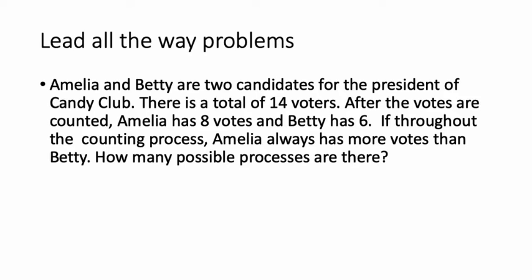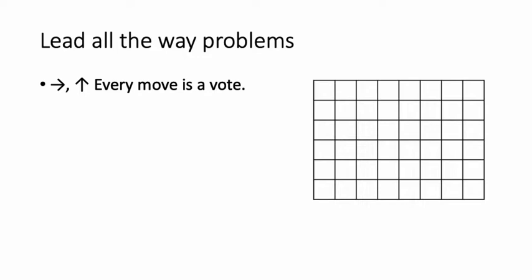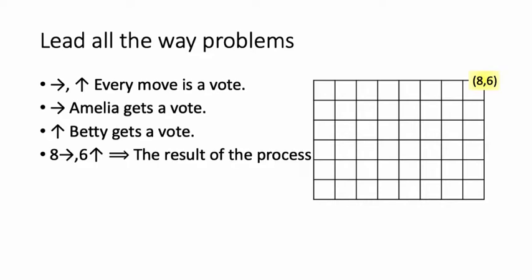So there's actually a leap from this problem to Catalan numbers. And the way we solve this problem is that we need to use grids. So how will we apply grids? Well, we can see that every move to the right and every move up can be counted as a vote. And we already know that at the end, Amelia will get 8 votes and Betty gets 6 votes. This means that this grid will be an 8 times 6 grid. We let going right mean that Amelia gets a vote and going up mean that Betty gets a vote.